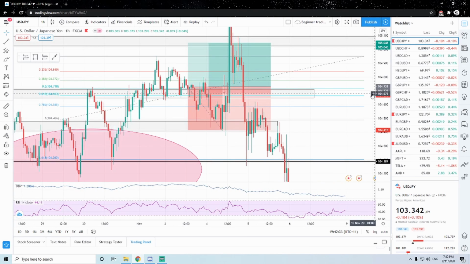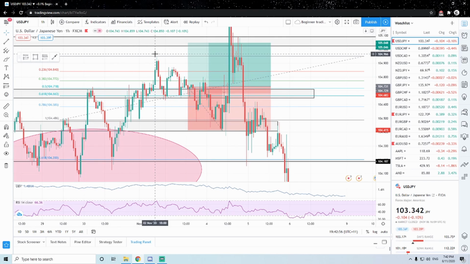Alright, so we can see that I used the fib from this low here to this high up here. So already there's a problem with the fib. Anyway, we can see that the key level right here is between the 0.5 and 0.6. So I entered after seeing this bit of rejection on these 2 candles. But the problem was that it had already entered after.